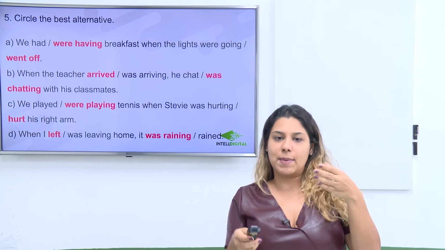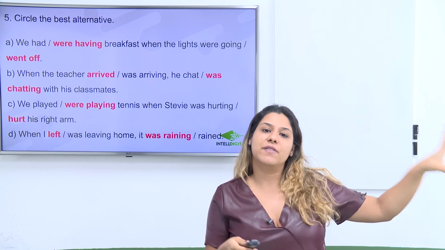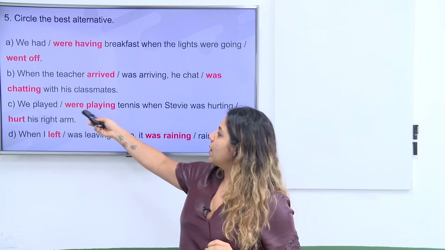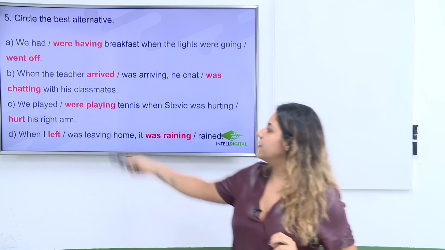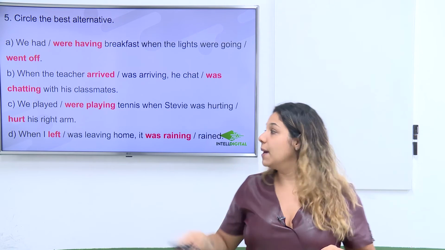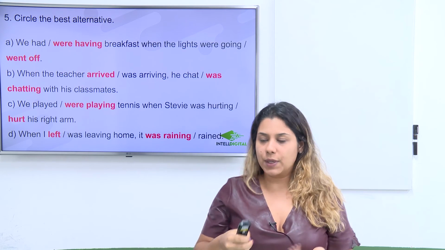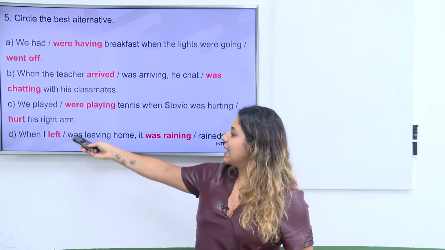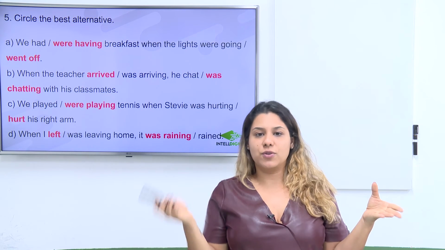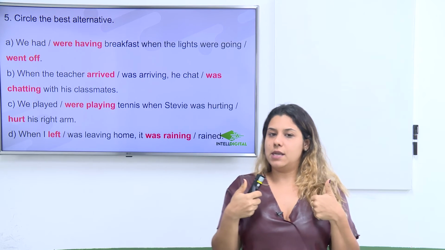Então, aqui também estou trabalhando a ideia da interrupção. Então, a professora chegou enquanto ele estava, né, falando com os amigos. C, we were playing tennis when Steve hurt his right arm. Também estou na opção da interrupção, né? Em que estava jogando tênis quando algo aconteceu, ok? And letter D, when I left home, it was raining. Então, quando eu saí, estava chovendo, ok? Ações paralelas. Perfect, easy, right?